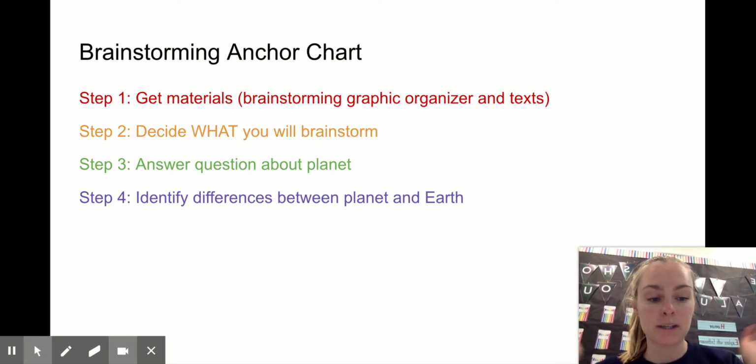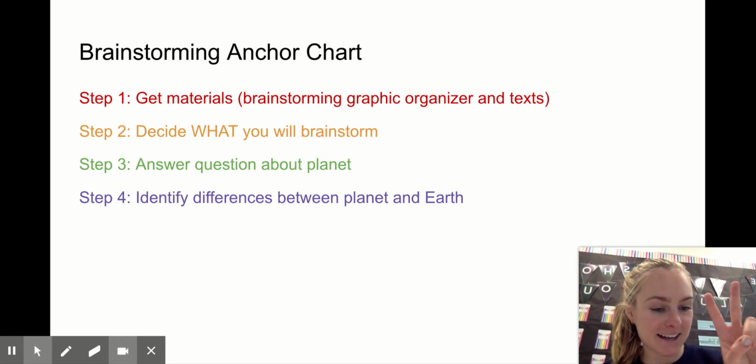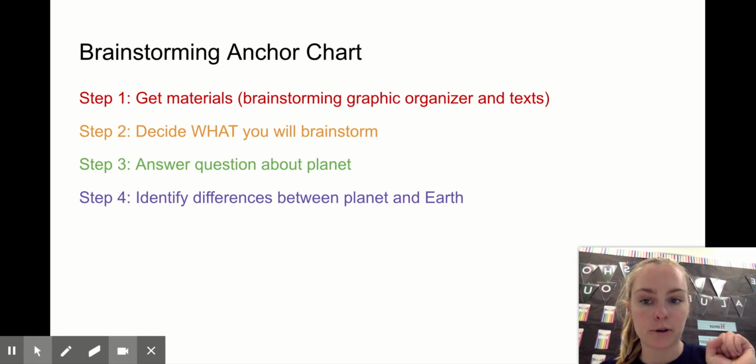Step 1 is we need to gather our materials. We need to get all of our materials. What is step 1? We need to get our materials. That is where we're going to get our brainstorming graphic organizer and we're going to get the texts. So that is the first step in our brainstorming, to get our materials.